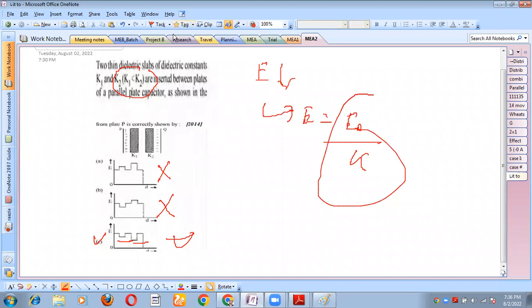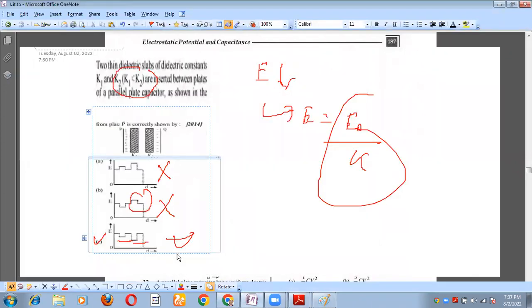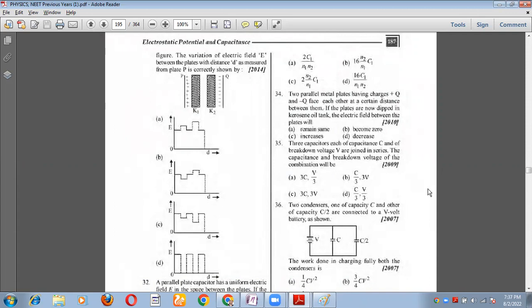So actually this looks like a difficult question, but it is very easy. The only thing we should remember is that if there is a dielectric, the electric field should decrease. So we can remove those options which have an increase. Without any calculation, we can answer this. Options A and B cannot be true, since in A and B the electric field increases. In option D the electric field remains constant, so D is also not possible. So only the remaining option C can be correct. This is how you should solve this question.